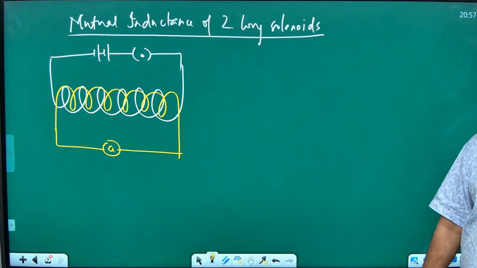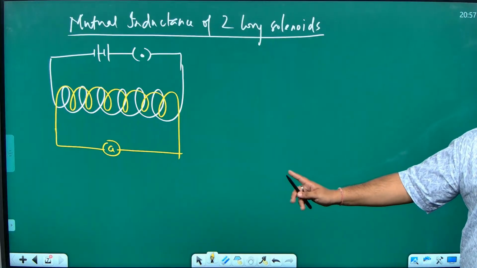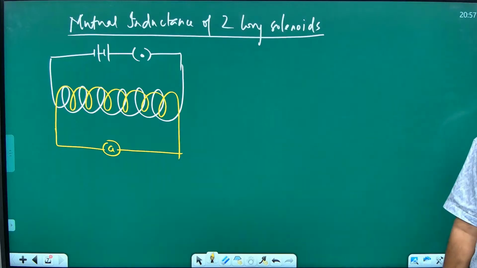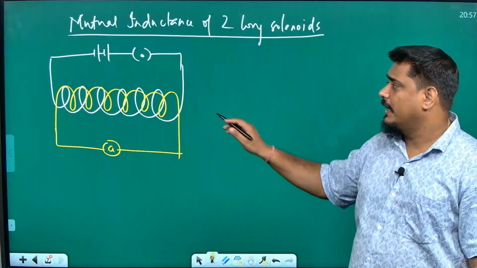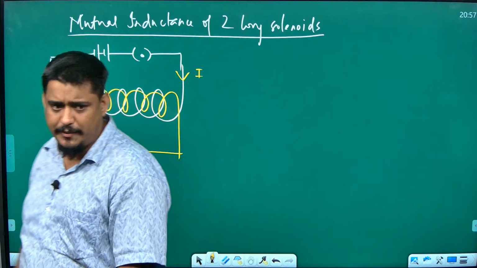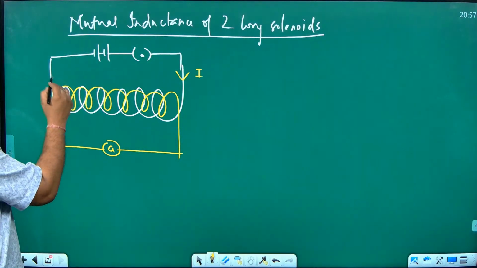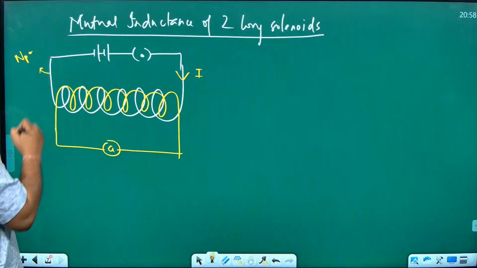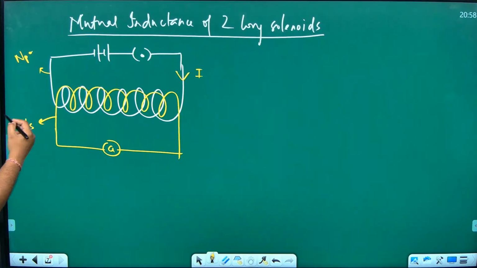I am bothered only about the induced EMF in secondary coil, because primary also will have. Since I have a coil, I will have self induction also, but we are going to talk only about the mutual induction here. Okay. So first of all, let me assume that current flowing in the coil is I. Okay. And let me assume that number of turns in primary coil I am taking it as NP, and number of turns in secondary coil I am taking it as NS. So what is NP?